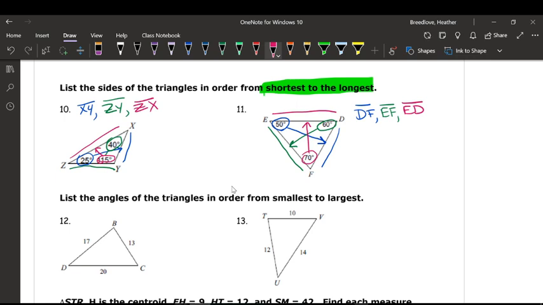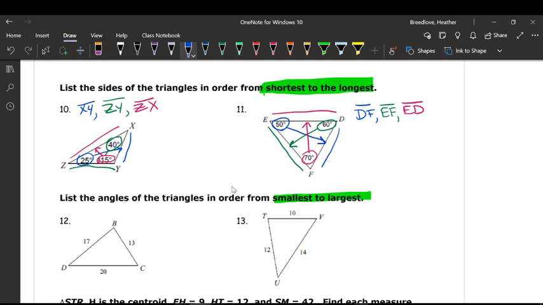And the converse of that is number 12 and 13. List the angles of the triangle in order from smallest to largest. So it's just doing it in reverse order, depending on what you start with, the given information. It depends on whether you're going to use the inequality theorem or the converse of the inequality theorem. So this time we're given the side lengths, and we know the side lengths are across from the corresponding angles. We know the smallest angle is going to be across from the smallest side.